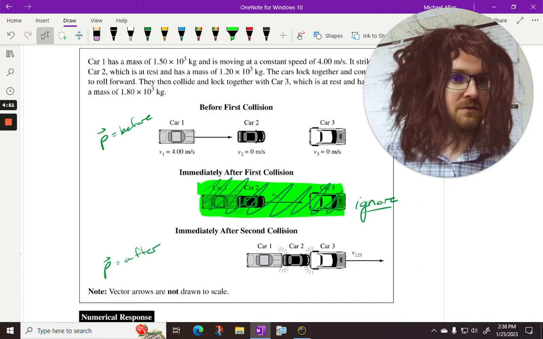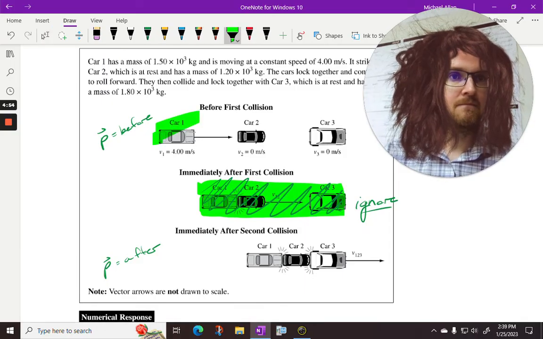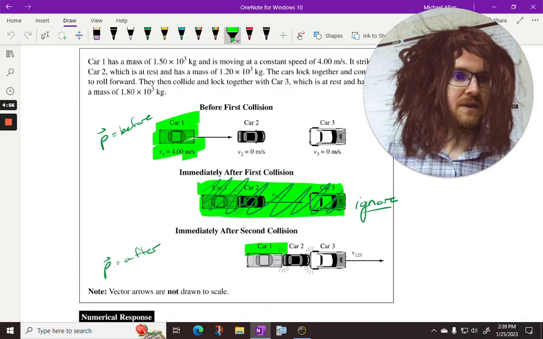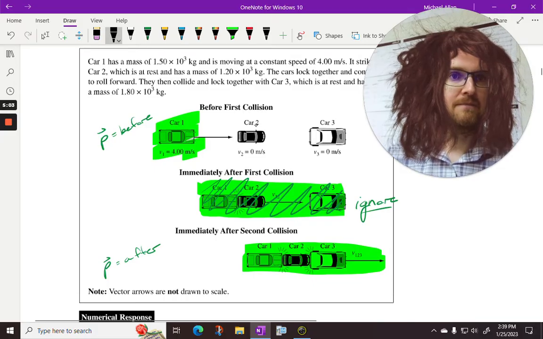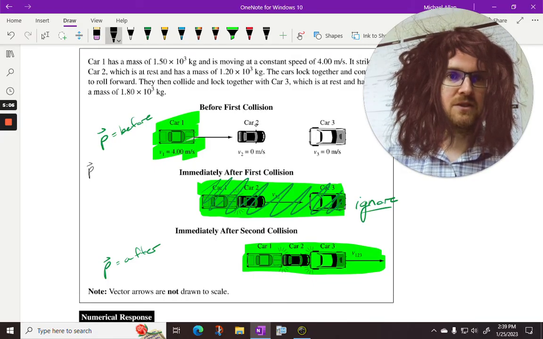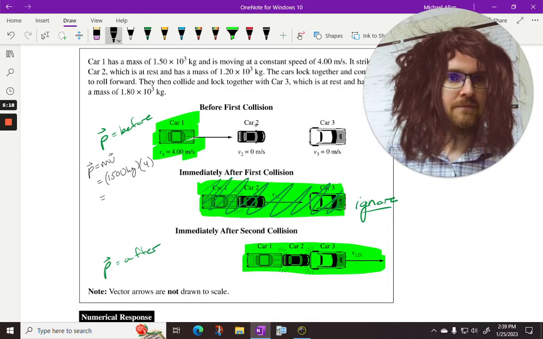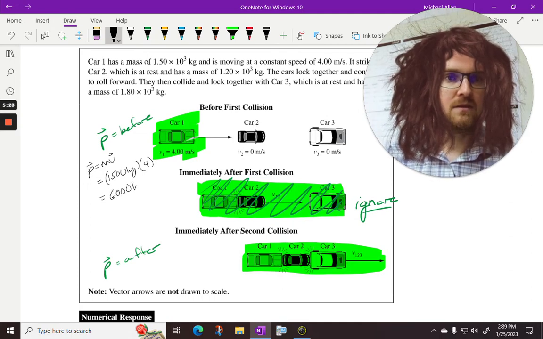These just have to be equal to each other. So I can find the momentum of this car, and then use that to help find the momentum of all three cars together. So you do get 1.33. I'll just do it anyway, why not? So this is mass times velocity. So we get 1,500 kilograms here, times its velocity of 4. So we're going to get 6,000 kilogram meters per second. I should probably put the units there too.